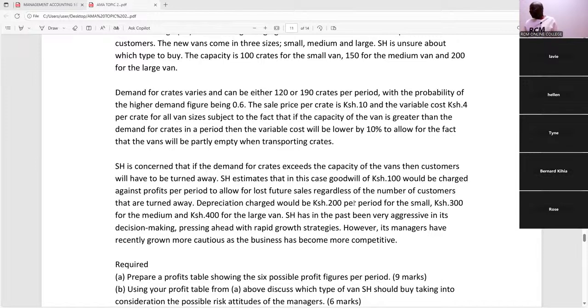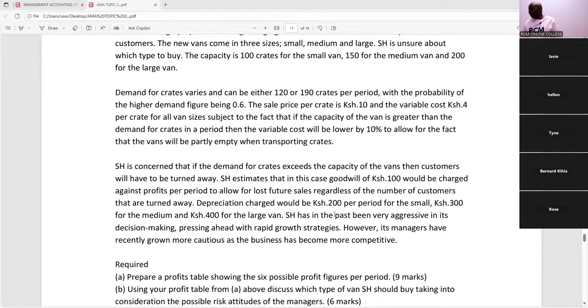SH estimates in this case, goodwill of Kenya shillings 100 would be charged against profits per period to allow for lost future sales regardless of the number of customers that are turned away. So it's not per customer, but once in this case here we turn away, even if it's 1, 10, 20 customers, lost goodwill will be 100.